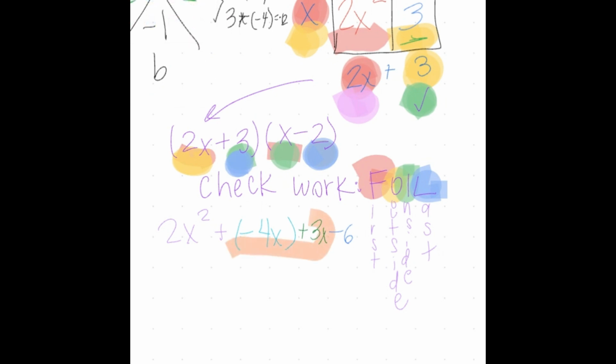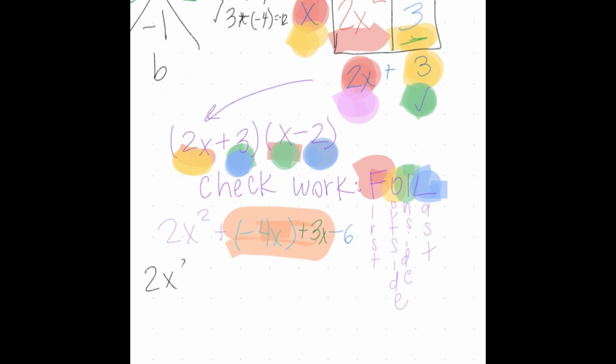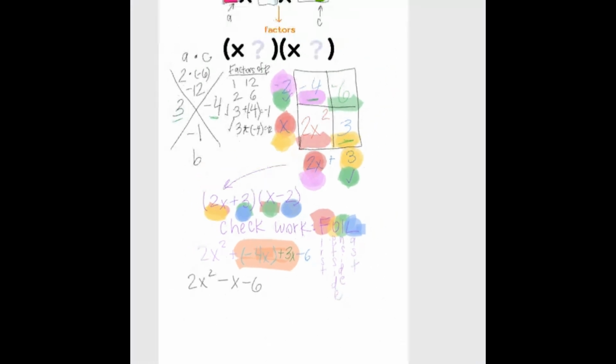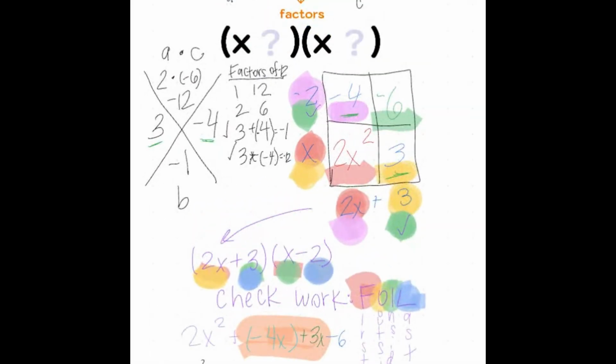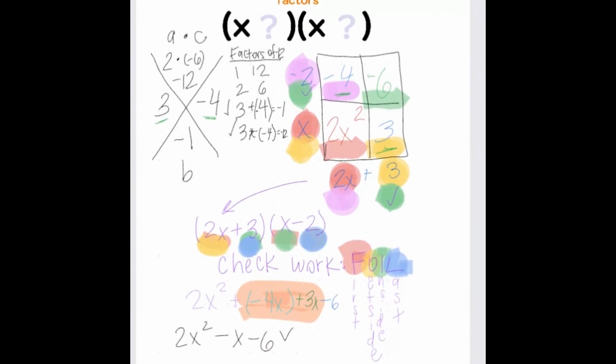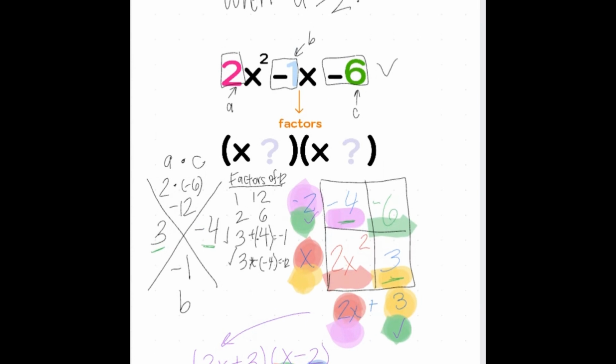Now what we're going to do is combine like terms. We have two terms that both have x's, negative 4x and 3x. When you add those together, it is negative x. So altogether, 2x squared minus x minus 6, that's the most simplified version. If we go back to the beginning, that's the same as our original, which means we did all the work right, we got the right factorization, and then from there we checked our work correctly.